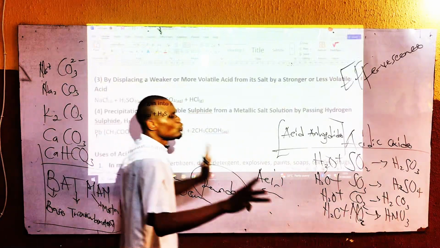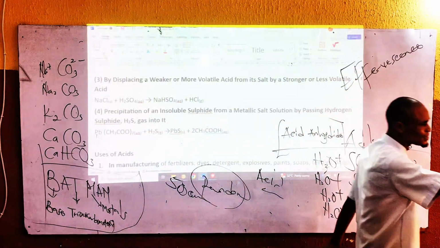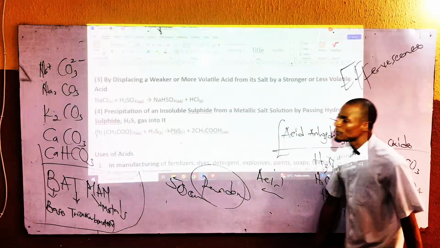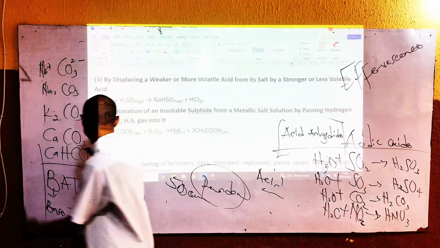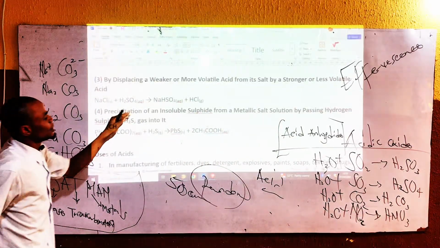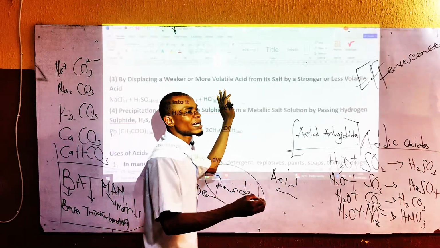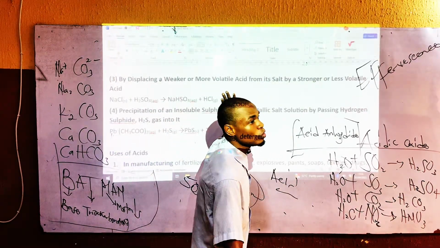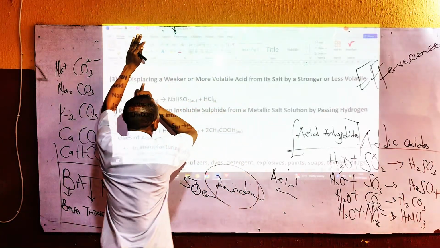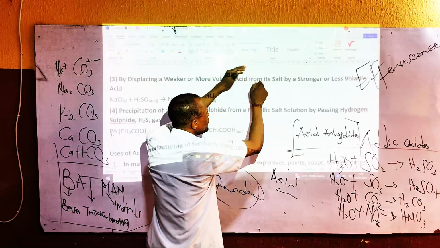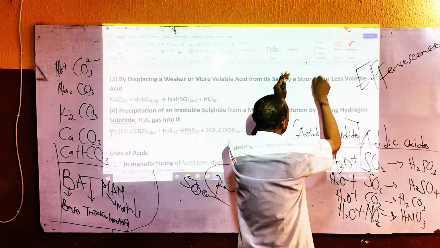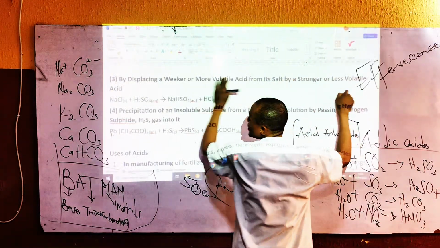And the third way, we have learned three ways of preparing acid. Now the third way is displacing a weaker or more volatile acid. When I say volatile acid, I mean a liquid that can easily become vapor at a low temperature. Now, the weaker or more volatile acid is displaced from its salt by a stronger or less volatile acid.